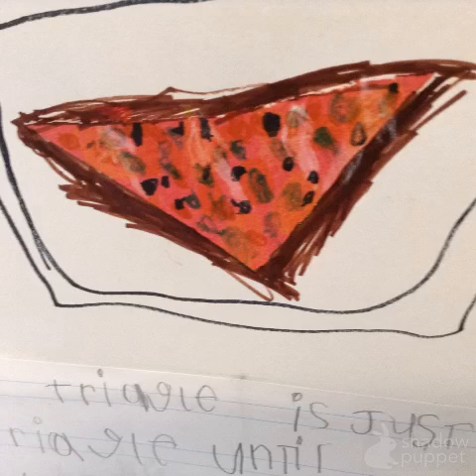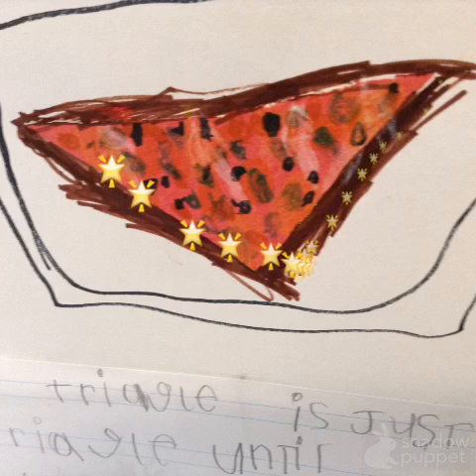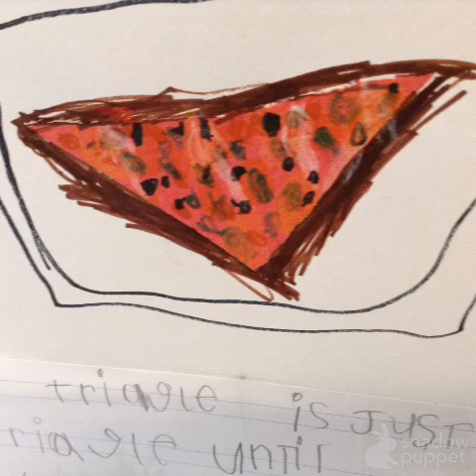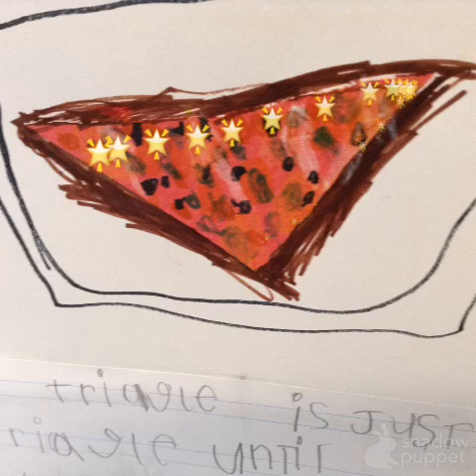Hi, it's me again, and today we're talking about a triangle. A triangle has three vertices, and it has three edges, and it has a middle part that's also a triangle.